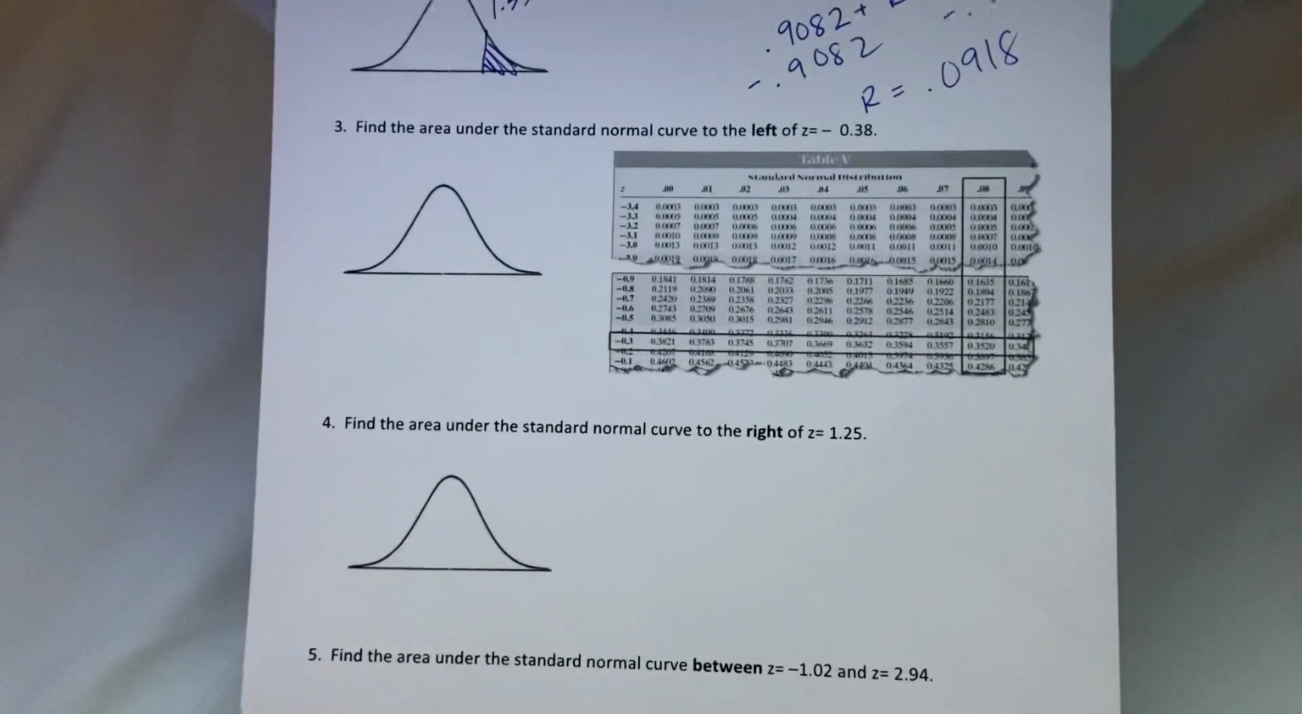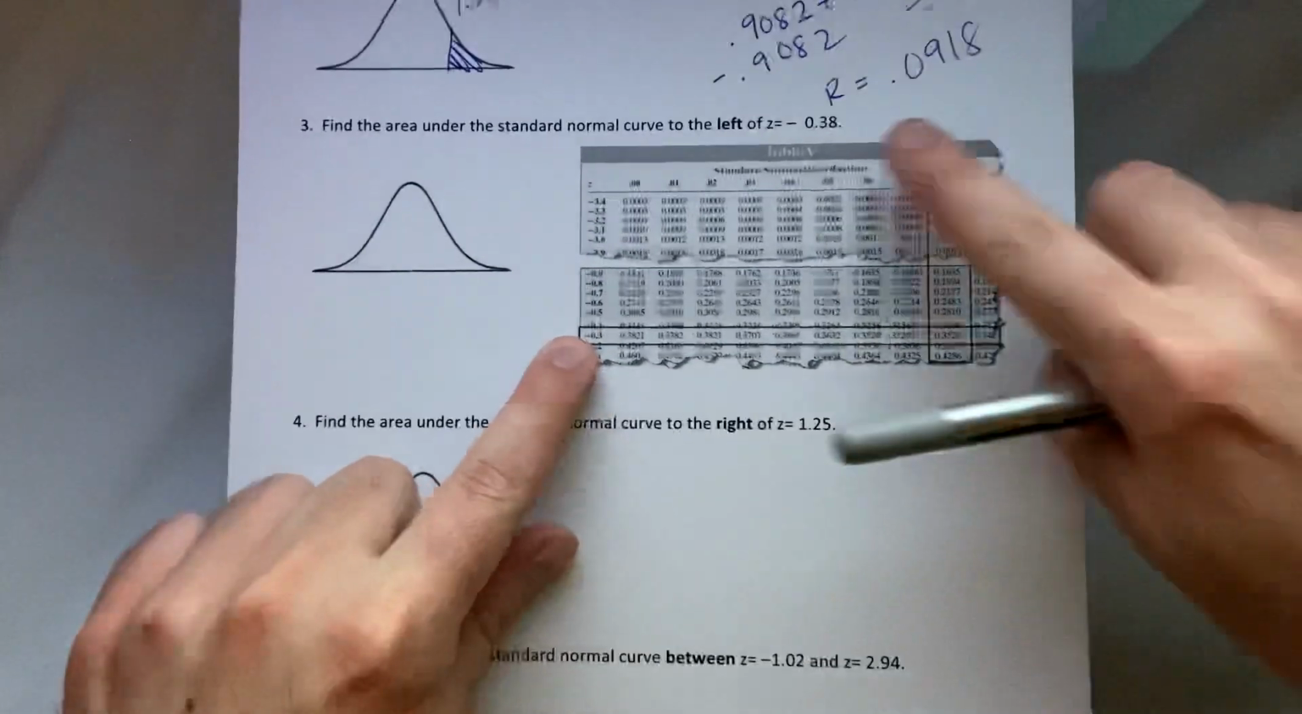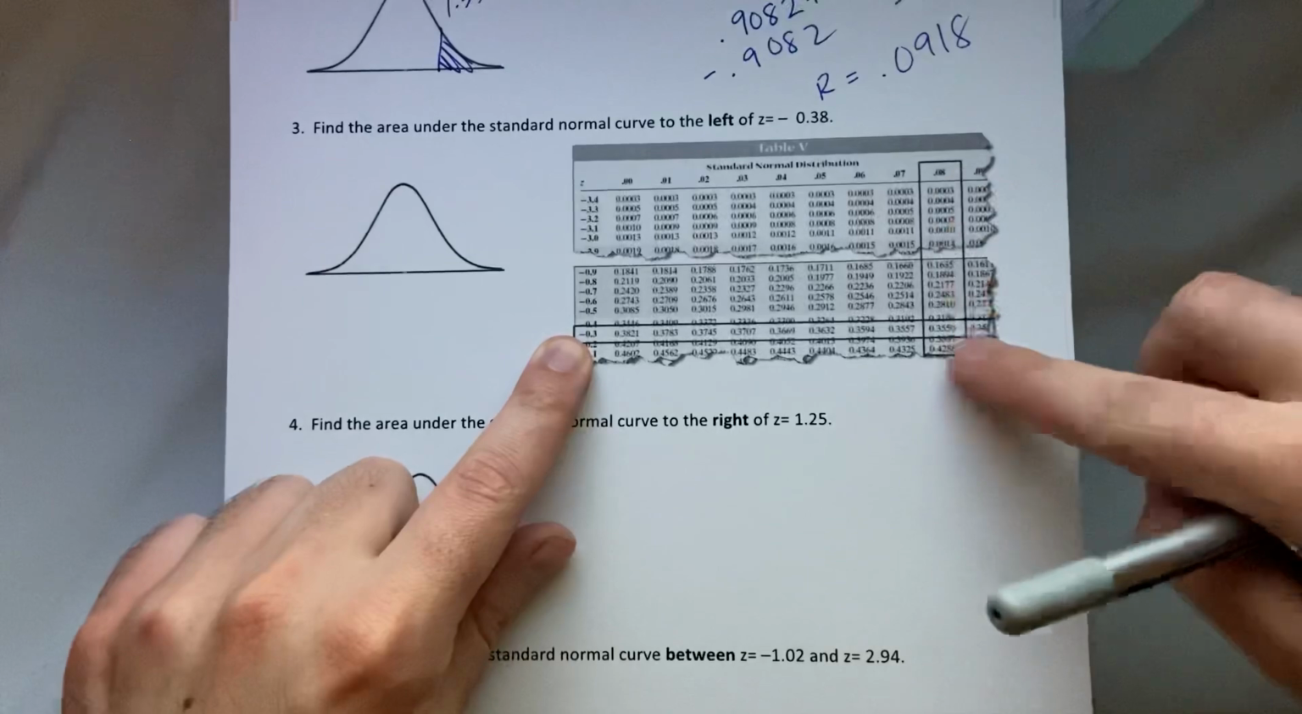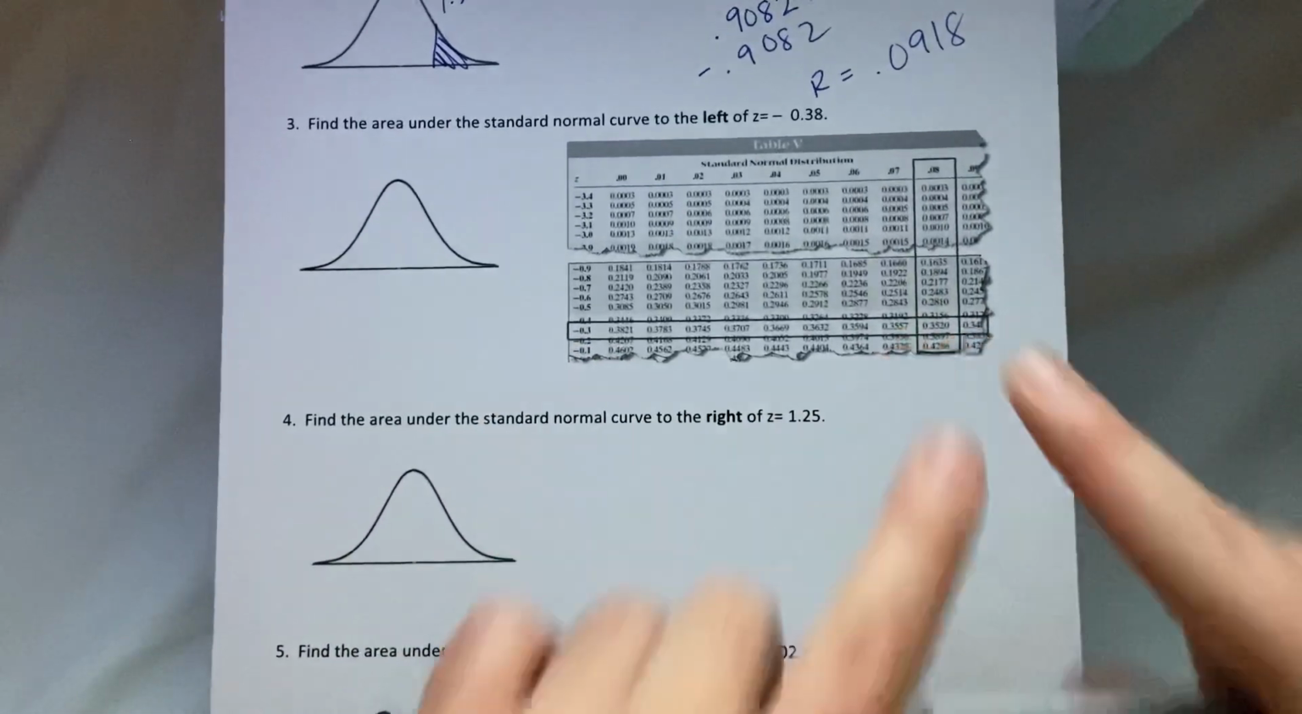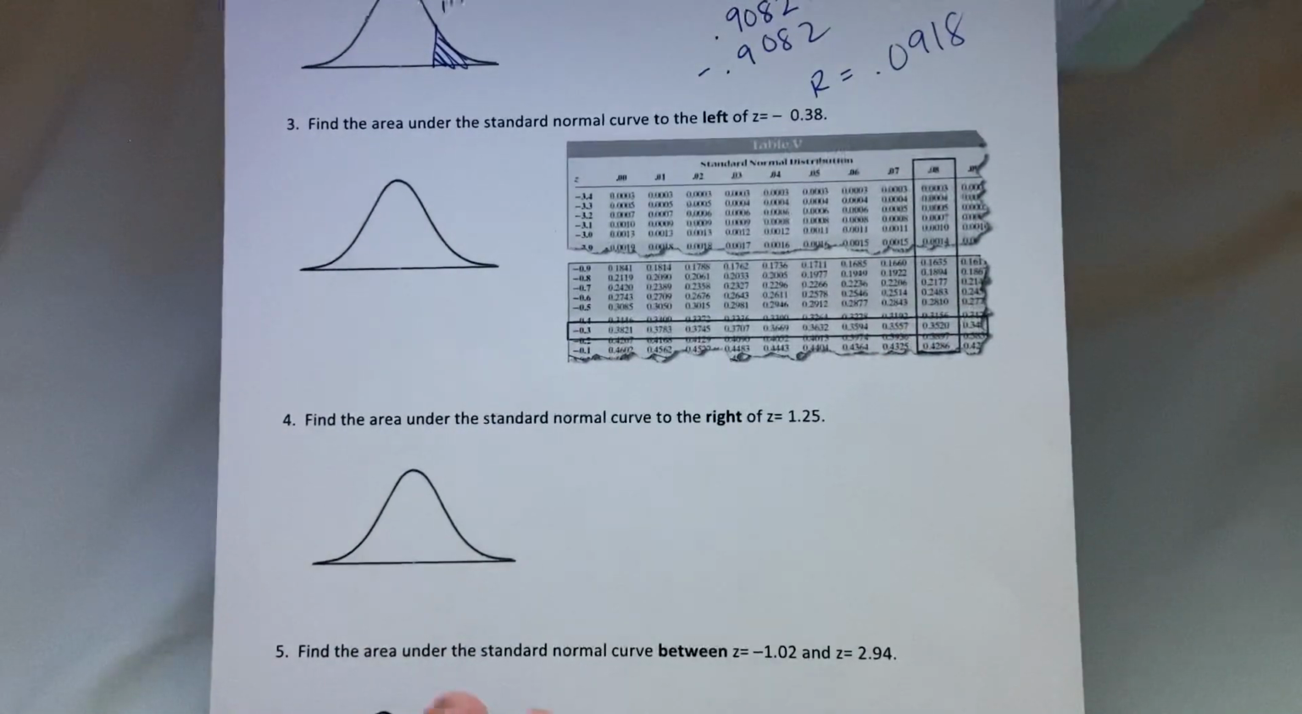Okay, so number 3, let's practice. Find the area under the standard normal curve to the left of z equals negative 0.38. So we find the negative 0.3, find the one ending in 8. We see that the area to the left is 0.3520.